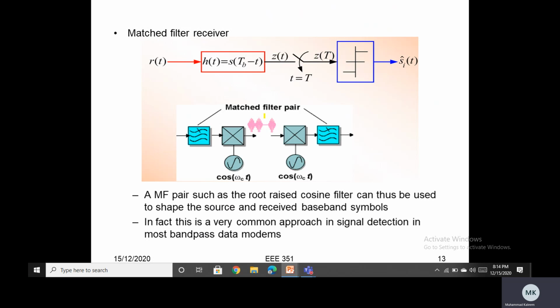We already learned this. We could use a matched filter at the receiver. To detect our incoming signal, the matched filter can be realized as the mirror image and delayed version of s(t). Again, we have z(t). We get a sample value at t equal to capital T and compare with our set threshold, and see whether hypothesis H1 is true or H2 is true, and based on that we detect our 1s and 0s.